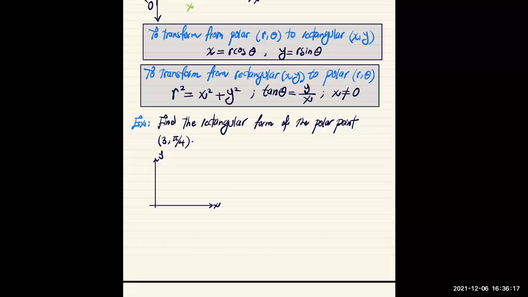Okay, so here is the pi over 4 angle, and we go 3 units in that direction. So that is the point. One thing we know about this point is that both the x and y coordinates are the same, because that's of course the 45-degree angle, right?